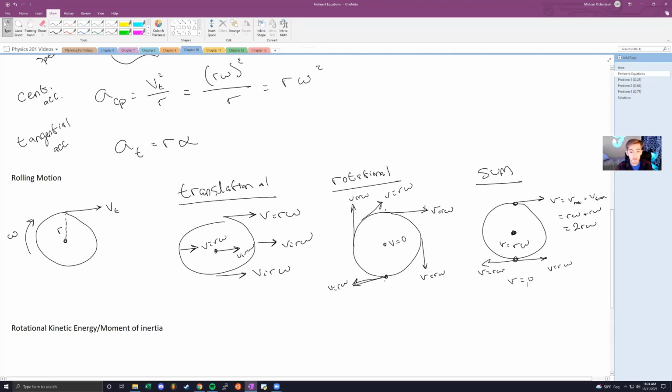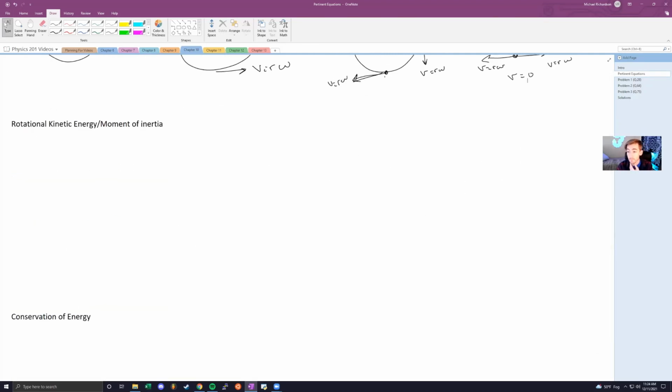Okay, so going on to the rest of this, we kind of introduced our rotational kinetic energy. I kind of talked about it just a bit beforehand, but what is the actual equation that we're going to define it as? So we're going to say that our rotational kinetic energy is going to be equal to 1/2 times our moment of inertia times omega squared.